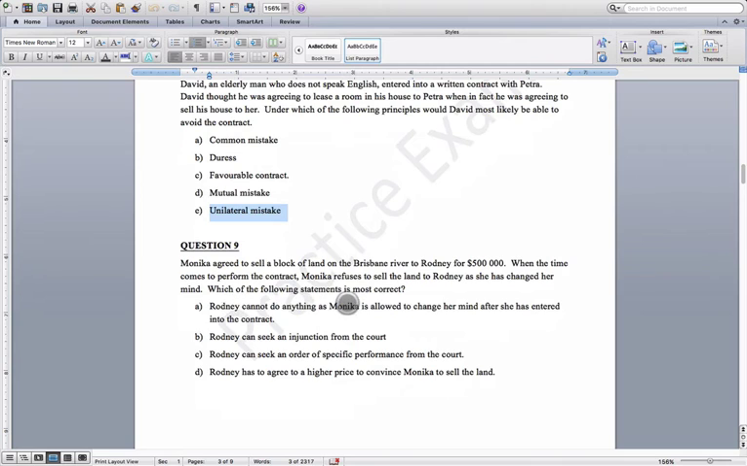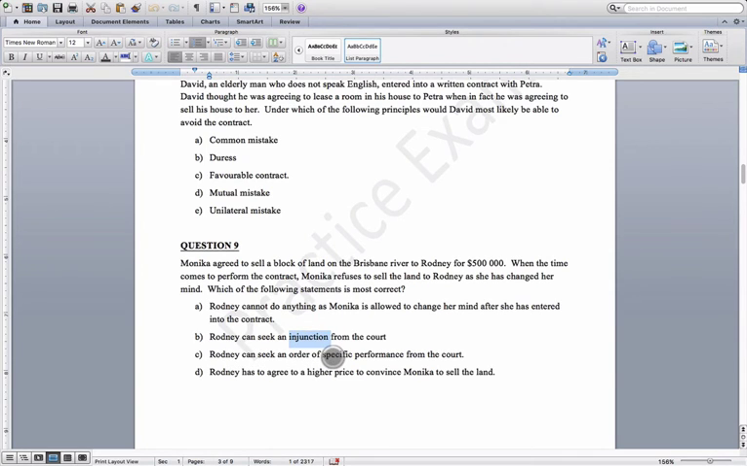A, Rodney cannot do anything as Monica's allowed to change her mind. Well, that's not true. That's the whole point of a contract, is that it's legally enforceable. So it says here, we have a contract, right? So if we have a contract, then this cannot be true. Rodney can seek an injunction from the court. Okay, well, what's an injunction do? An injunction is something that stops someone doing something. So what do you want to stop Monica doing? You don't want to stop Monica doing anything. So no, that doesn't make any sense.